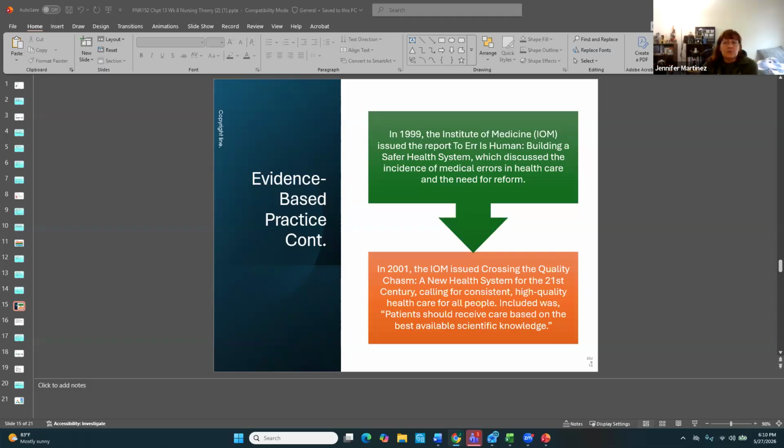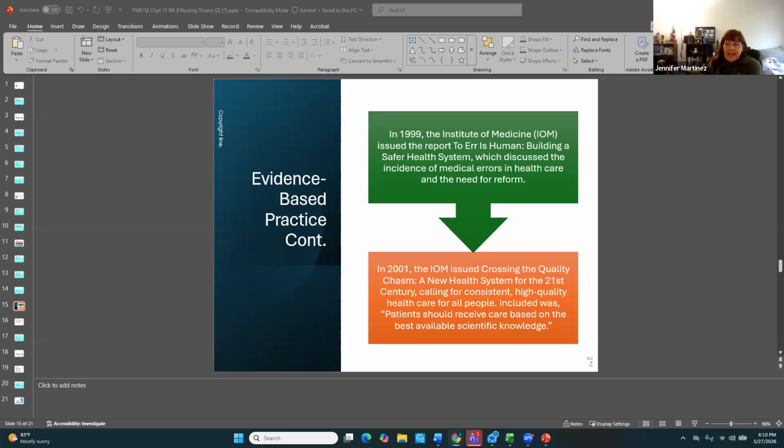Then in 2001, the Institute of Medicine issued Crossing the Quality Chasm: A New Health System for the 21st Century. This called for consistent, high quality healthcare for all people. Included in this was that patients should receive care based on the best available scientific knowledge. So we're just pushing that evidence-based practice.